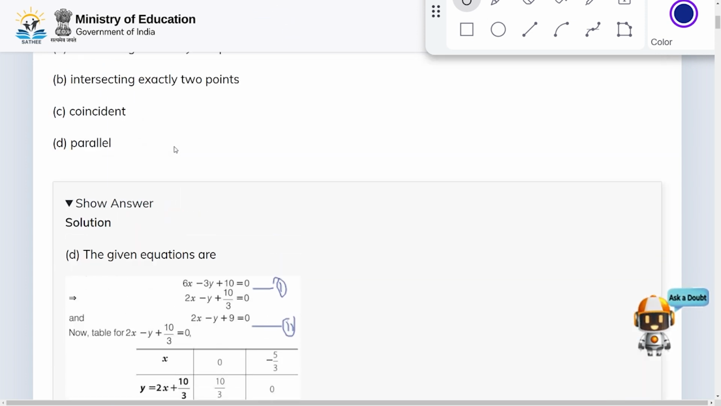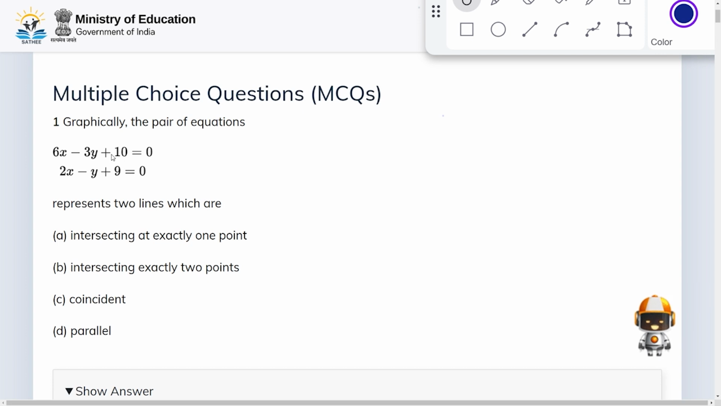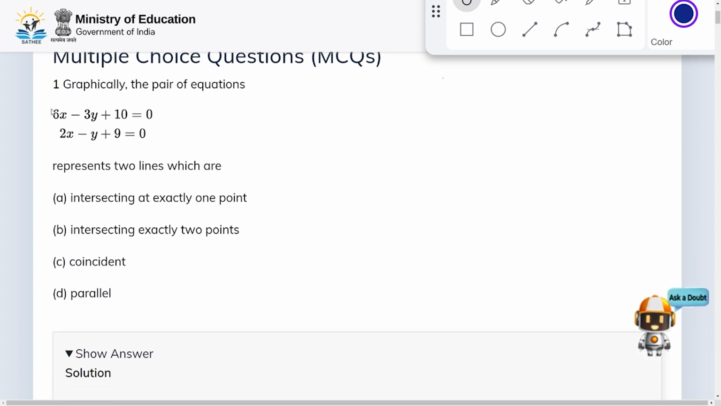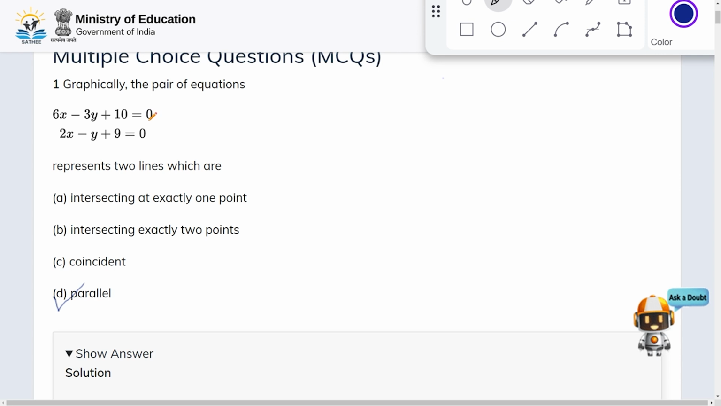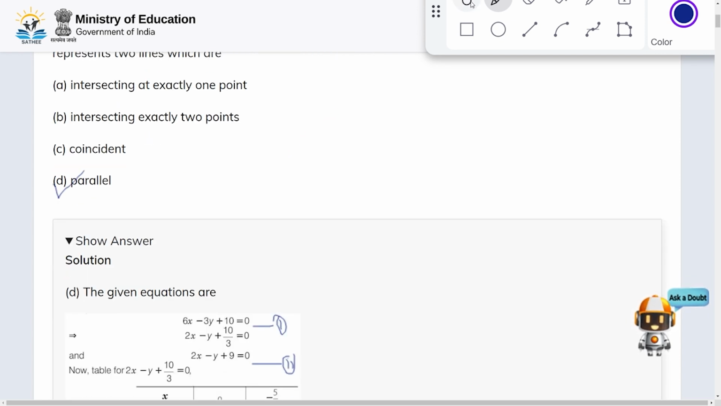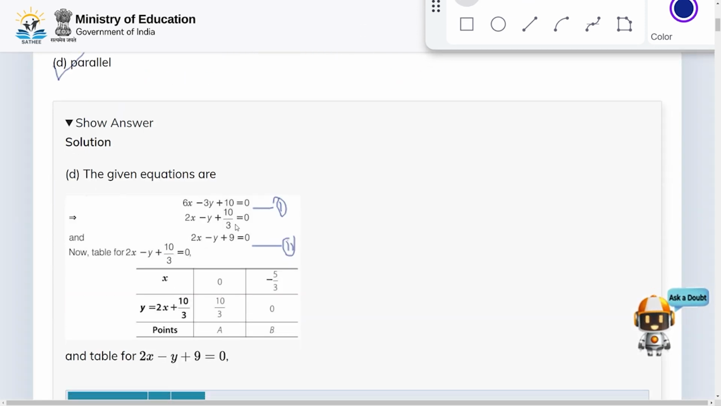Therefore this pair of linear equations, 6x minus 3y plus 10 is equal to 0 and 2x minus y plus 9 is equal to 0, represents two lines which are parallel. So option D is the correct answer: these lines are parallel to each other. Now let us move to question number 2.